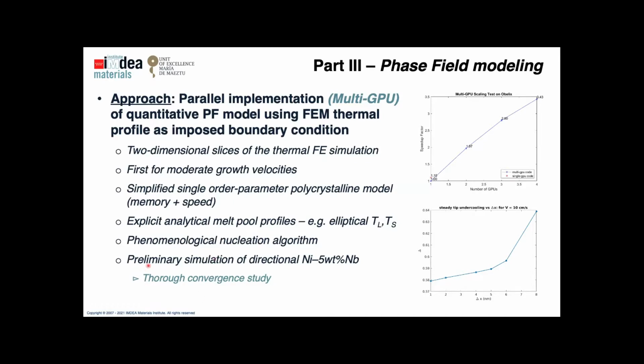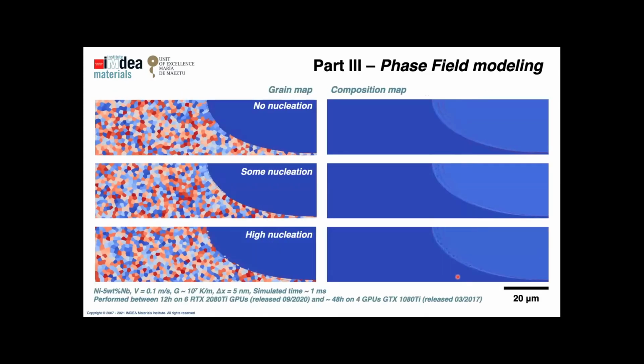And at first we redid those simulations that are in the literature for nickel 5% niobium. Here you have your convergence analysis, figuring out that the parameters that we're using in the literature were kind of off in terms of convergence. So we fixed that and used smaller parameters. And here are the typical results that we have.